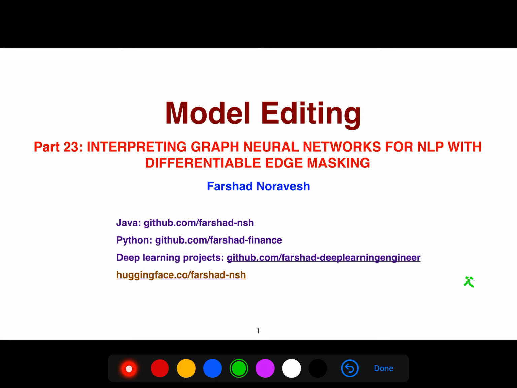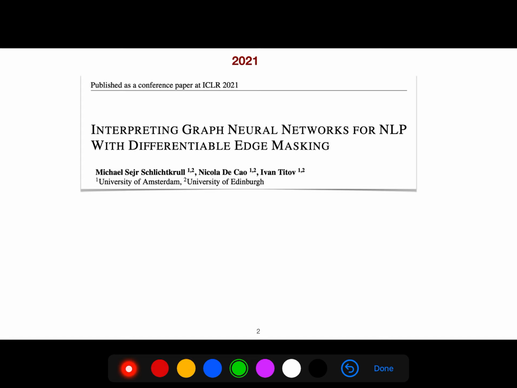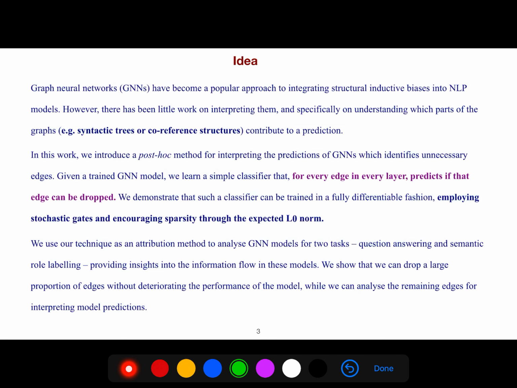Alright, so in this video I'm gonna be explaining another important article on model editing with the title Interpreting Graph Neural Networks for NLP with Differentiable Edge Masking. This paper is from ICLR. Graph neural networks have become a popular approach to integrating structural inductive biases into NLP.